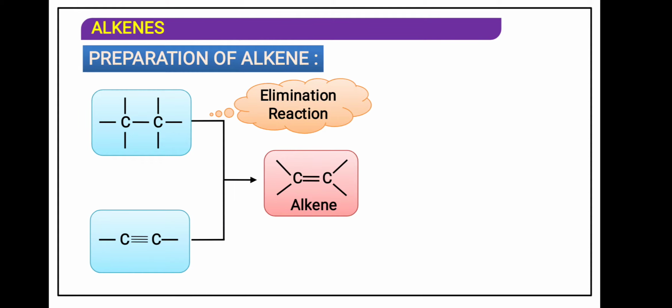See, from elimination of alkane we can prepare alkene, and from the addition reaction of the triple bond we can prepare the double bond. So elimination reaction is done of alkane and addition reaction is done of the triple bond, alkyne.